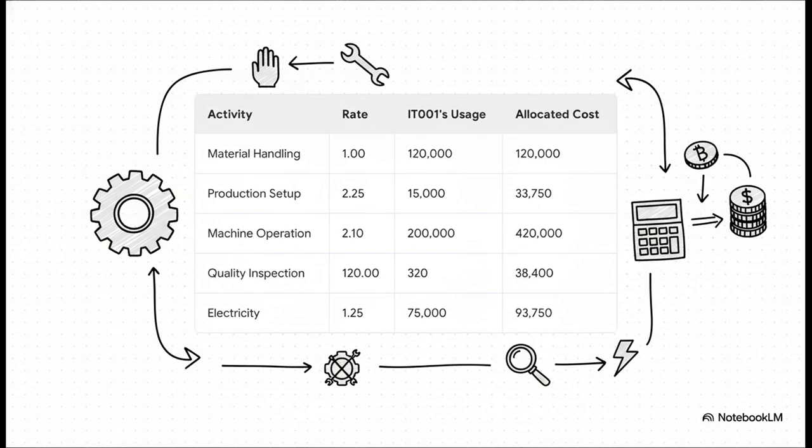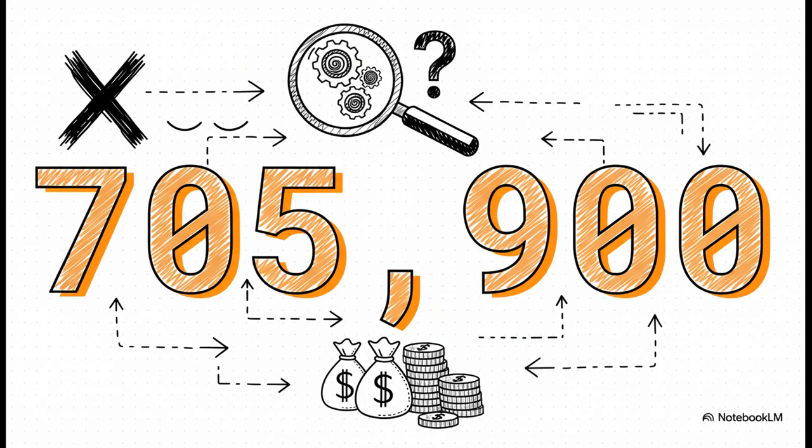We look at its specific usage. For instance, we know it needed 200,000 hours on the machines. We just multiply that by our rate of $2.10 per hour, and we find that 420,000 baht of the machine cost belongs squarely to this product. We just do that for every single activity on the list. And when you add all of that up, bam, the total hidden cost, the overhead that product IT001 is truly responsible for, is a massive 705,900 baht. Think about that. This is a huge number that we were completely blind to before we started.